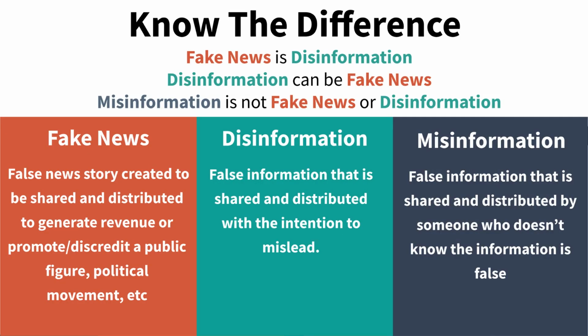So fake news, disinformation, misinformation are not all necessarily interchangeable. So fake news is a news story that's created to be shared and distributed to generate revenue or promote/discredit a public figure, political movement, etc. Disinformation is false information that's shared and distributed with the intention to mislead. Now, misinformation is also false information that's shared and distributed, but it's by someone who doesn't know the information they're sharing is false. So I put up this fun little graphic at the top there. Fake news is disinformation. Disinformation can be fake news, and misinformation is neither fake news nor disinformation.